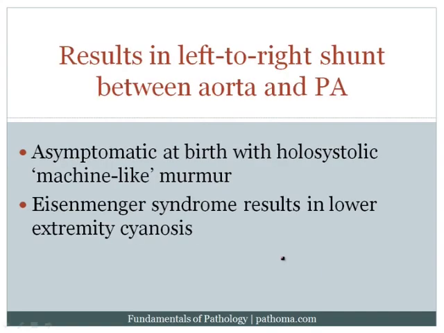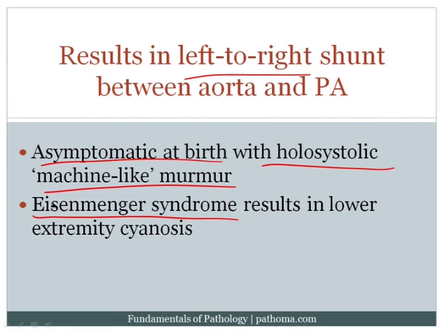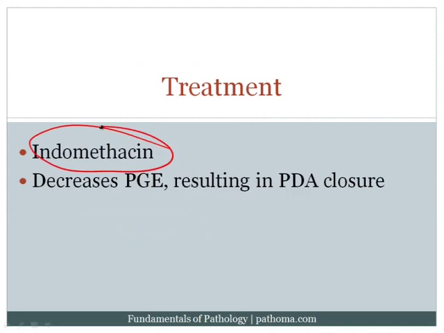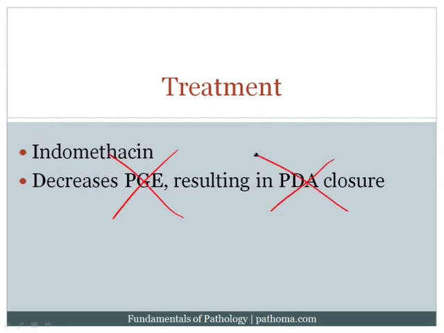And so again, we say for the PDA that you're going to have a left to right shunt. It's asymptomatic at birth, but it's going to be associated with a holosystolic machine-like murmur. If you get Eisenmenger syndrome, which would be reversal of the shunt, that's going to result in lower extremity cyanosis, and that's because the PDA arises after the major branches off the aortic arch. So this is particularly high yield. The treatment is indomethacin, and the idea is that indomethacin decreases prostaglandin E, and prostaglandin E is what keeps the PDA open. Prostaglandin E keeps the PDA open. And so therefore removal of prostaglandin E will close the PDA.